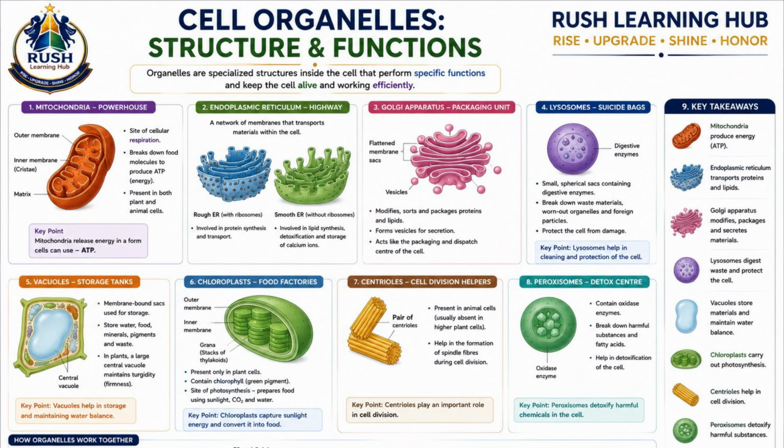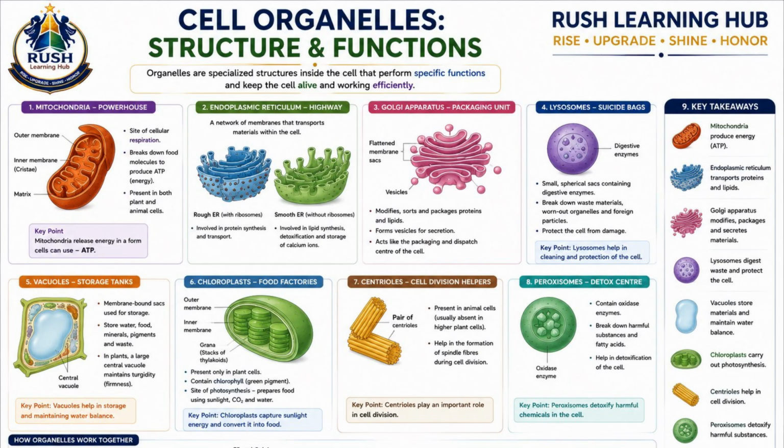The endoplasmic reticulum is a network of membrane-bound tubes and channels spread throughout the cytoplasm. Its main function is to transport materials from one part of the cell to another. The ER acts like a highway system inside the cell, allowing substances to move efficiently. There are two types of endoplasmic reticulum.